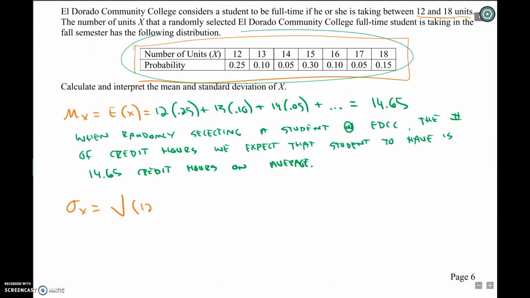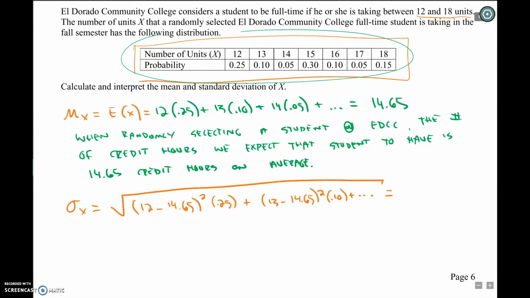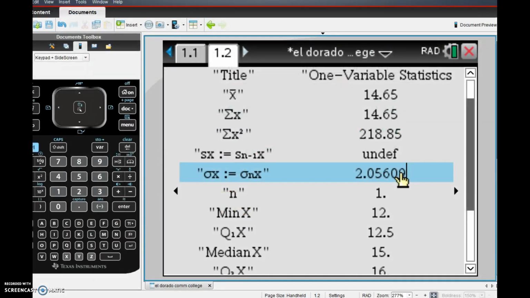So you take your outcome minus your mean, square it, that's your deviation squared, and then multiply by the probability. Plus, do it again for each one of them. 13 minus 14.65 squared times 0.10 plus... Add them all up, take the square root of all of them, and that will give you the 2.056. I'm going to write it as 2.06.